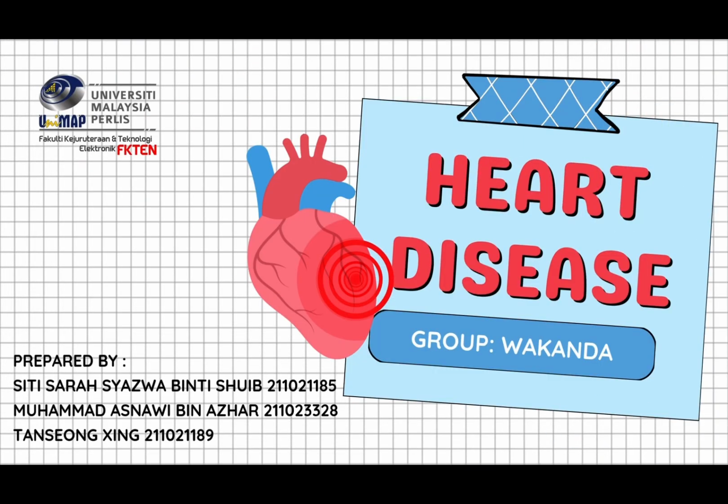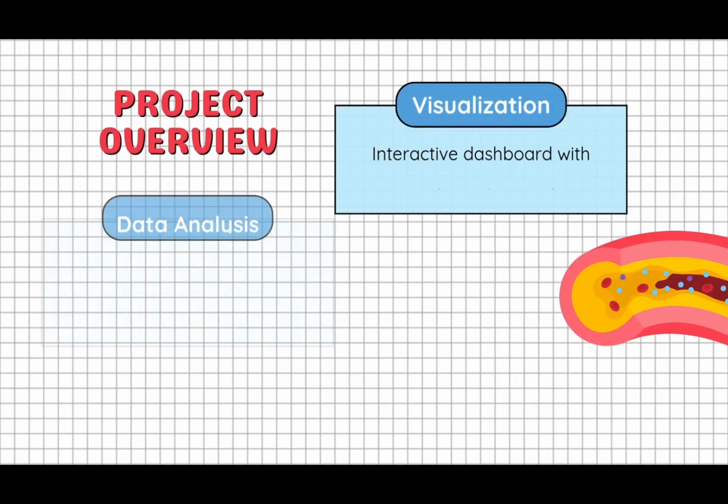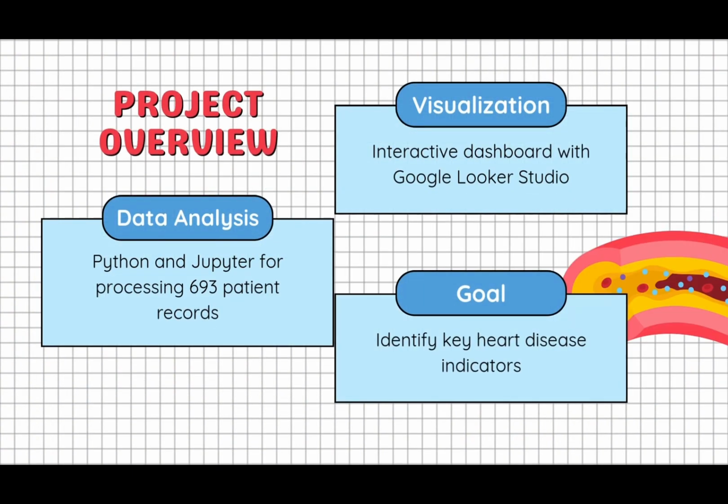We are Wakanda team and today we will walk you through our project on heart disease analysis using Python, Jupyter and Google Looker Studio. Our team consists of me, SITI SYAZWA binti SHUIB. My matric number is 2110211185. My second member is Muhammad ASNAWI bin AZHAR, 2110233328. And the last member is Tan Xiong, 2110211189. Let's begin.